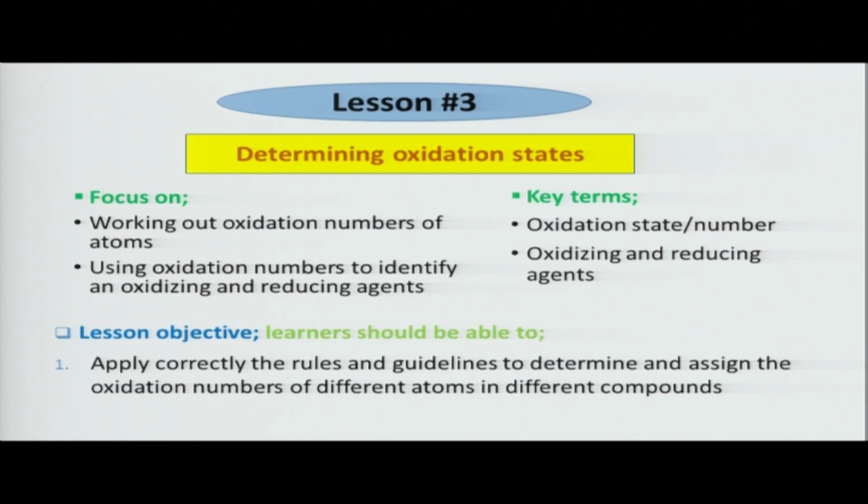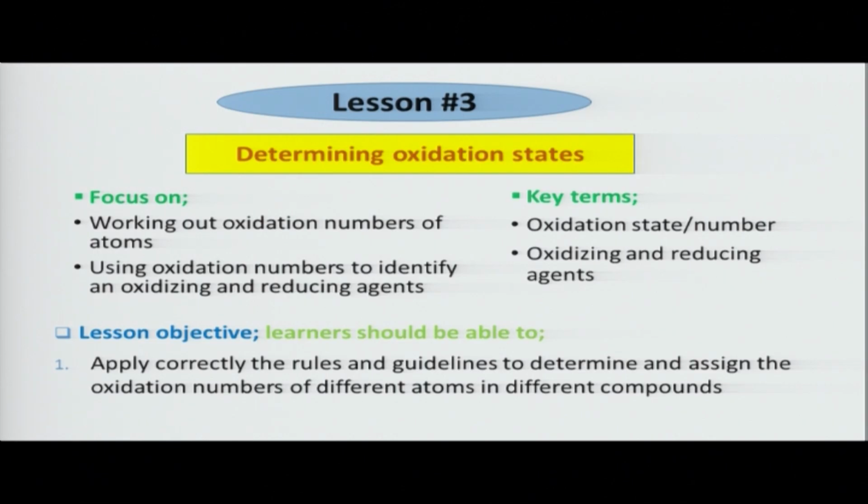Then when we're done identifying the oxidation number, we can go on and identify the reducing and oxidizing agent. Remember, we defined those terms, oxidizing and reducing agents, in our lesson 2, which we shall quickly highlight. But in this case, we are going to use oxidation numbers to identify which species has been oxidized and which species has been reduced.